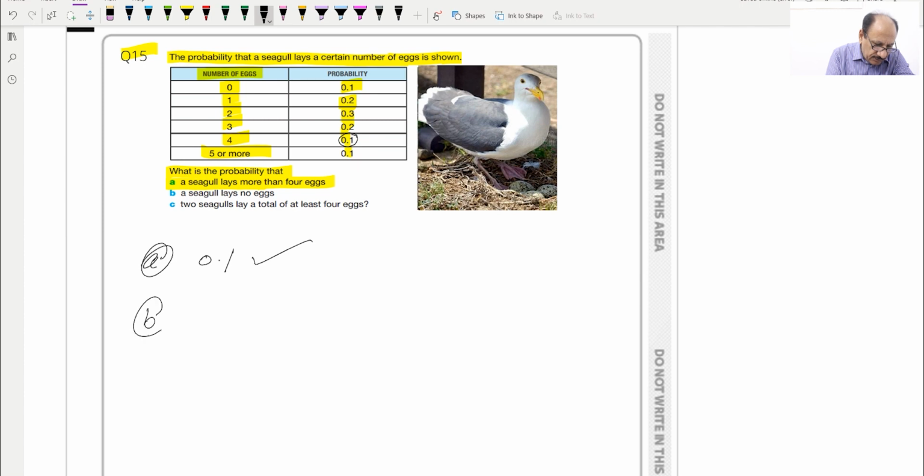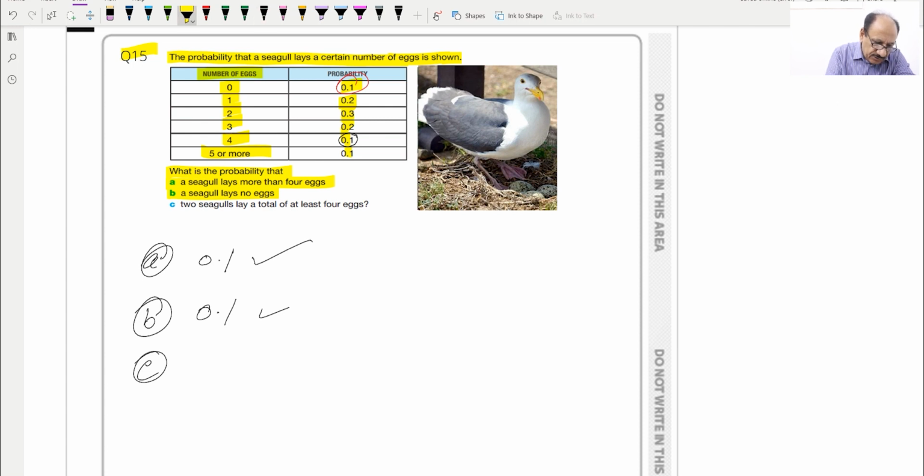And for B also, we need to just check the answer from the table. The seagull lays no eggs. No eggs is 0.1. Again this is 0.1, so the answer will be 0.1. This is also done. Then the C part is a little tricky, which we need to understand.